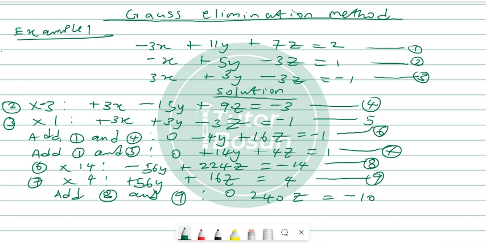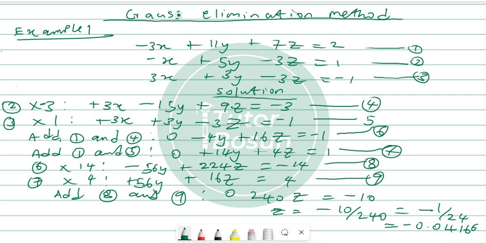So how do you solve for z? Divide both sides by 240. Then you have minus 10 divided by 240, and that gives us minus 1 over 24. If you want to write that in decimal, you have minus 0.04166. So we can see that we have been able to determine one of the unknowns.